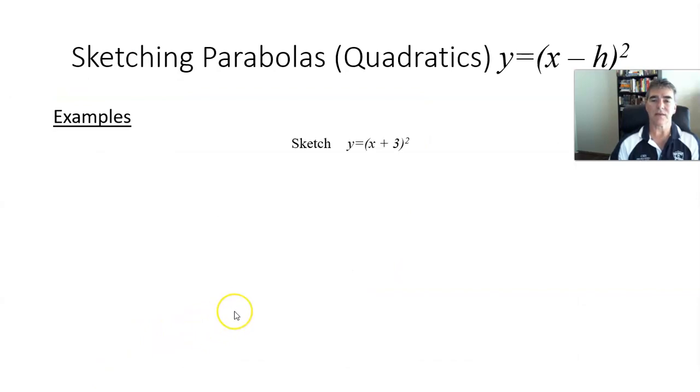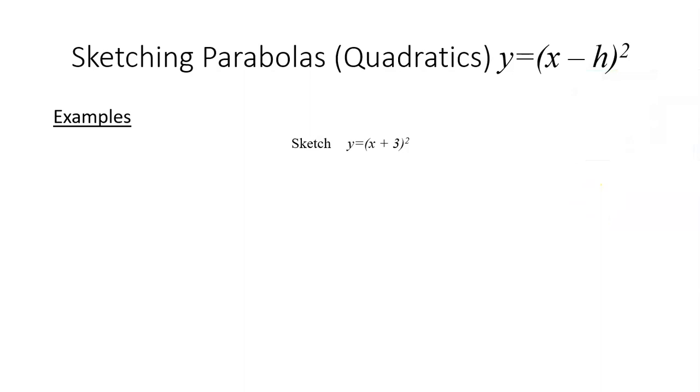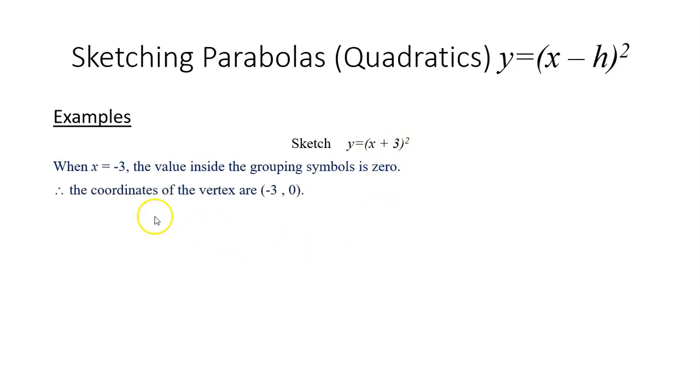So let's have a look at sketching y equals x plus 3 all squared. And just so you can see it all, I'll take my picture away here so that it's easier to see. So in fact, I might move it up here. You know that this is x minus h all squared there. So when x is negative 3, the value inside the grouping symbols is 0. So that's important to know. Negative 3 plus 3 is 0. So that means the coordinates of the vertex should be at negative 3, 0.